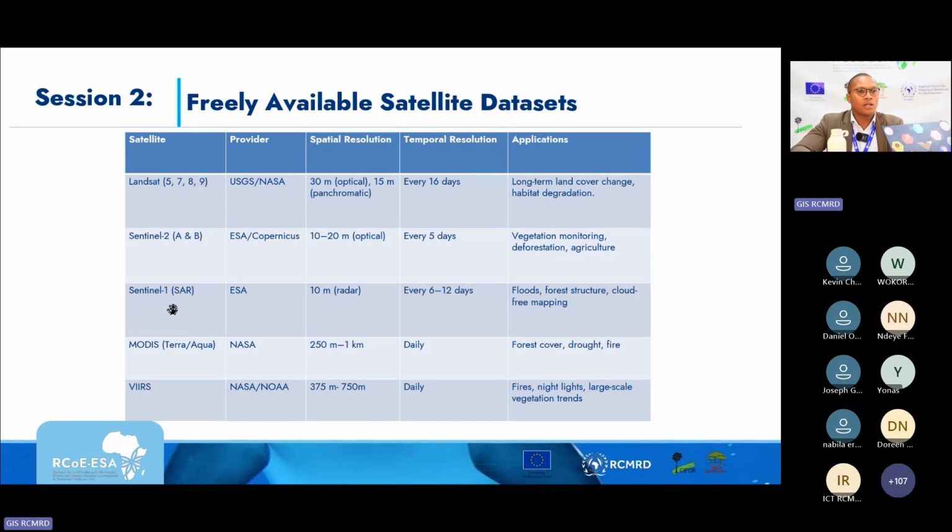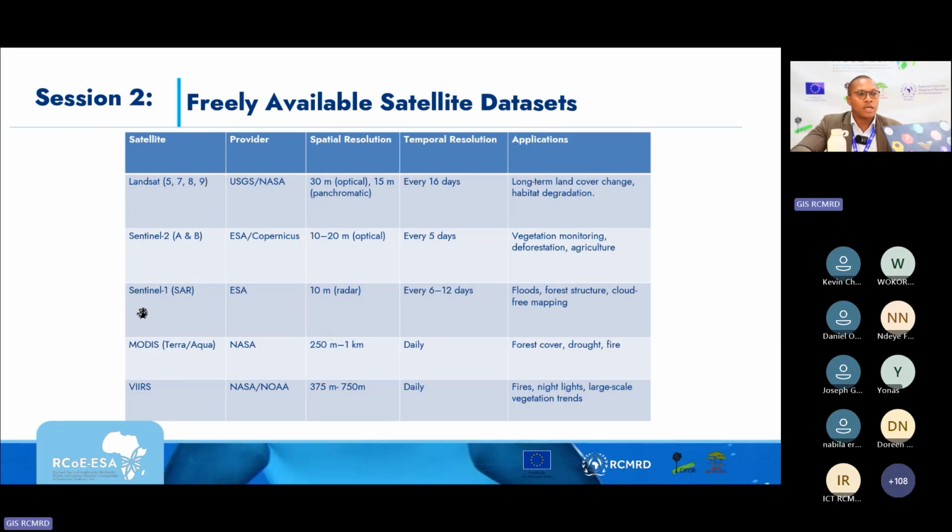We have also Sentinel-1, which is a synthetic aperture radar satellite. The provider is also the European Space Agency. It has a resolution of 10 meters. It is a radar image. Temporal resolution is between 6 to 12 days. This is particularly good for mapping areas experiencing floods, and forest structure, since we are able to use Sentinel-1 to map even when areas have cloud cover, unlike the optical satellites, one of whose limitations is cloud cover.